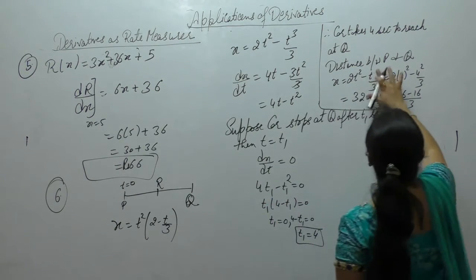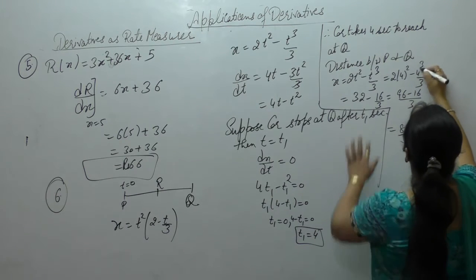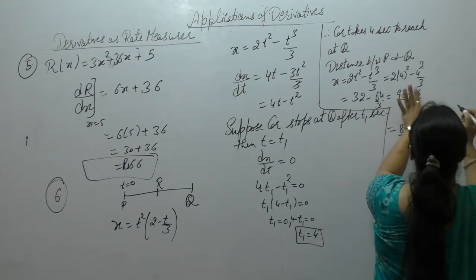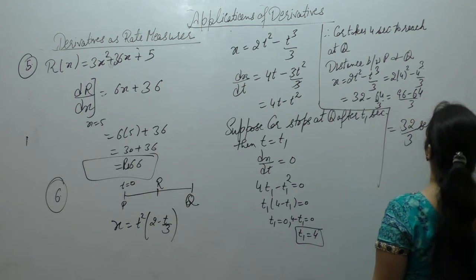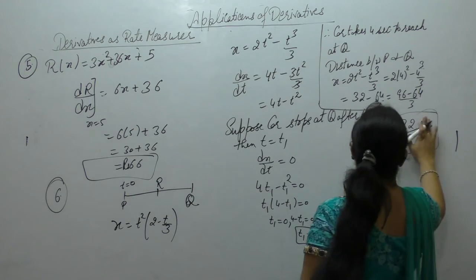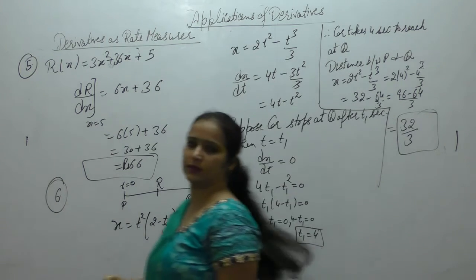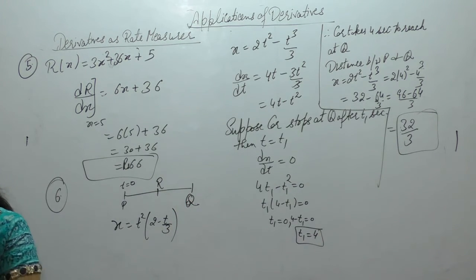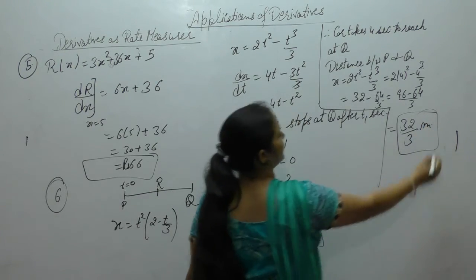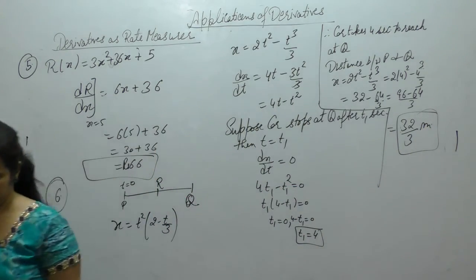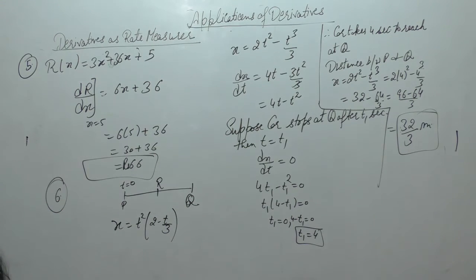Here we have t cube, so 4 cube is 64. So 96 minus 64 is 32 by 3. The distance, x is in meters, so this is 32/3 meters. Note it down.